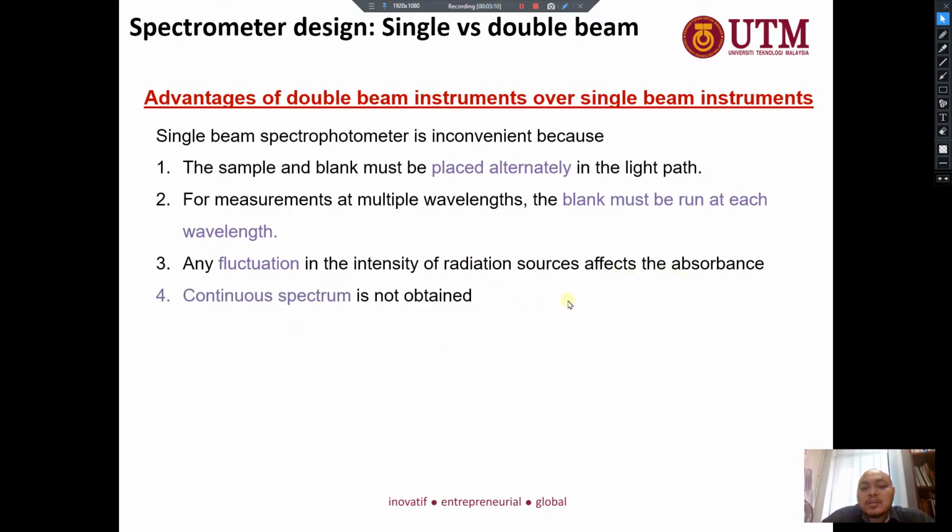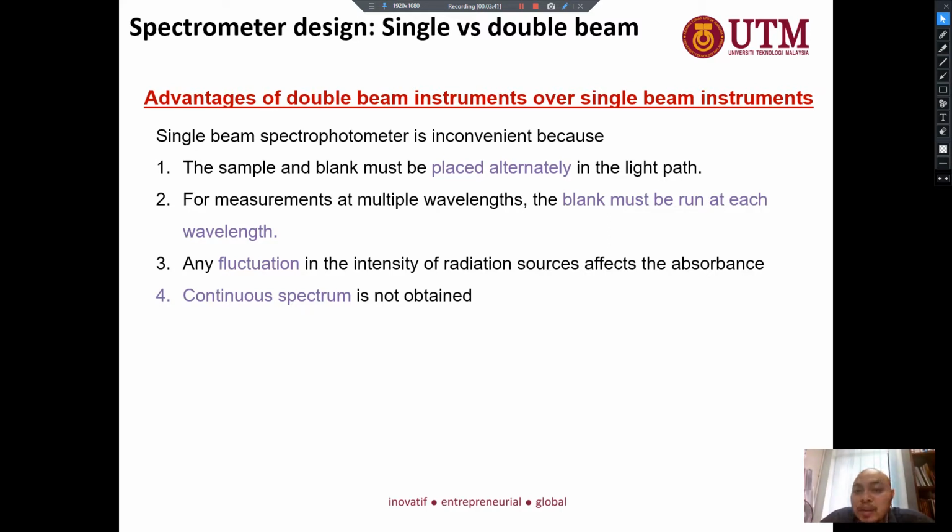Any fluctuation in the intensity of the radiation source affects the absorbance. A continuous spectrum is not obtained. Remember, in the single beam spectrophotometer, you need to change the blank and also the sample. So any fluctuation of the radiation will affect the absorbance. For example, you put the blank but it has a different intensity during that time, and after that you run your sample, it has a different intensity. Maybe the intensity is not that much different, maybe about 5 to 10%, but it's still affecting the result.